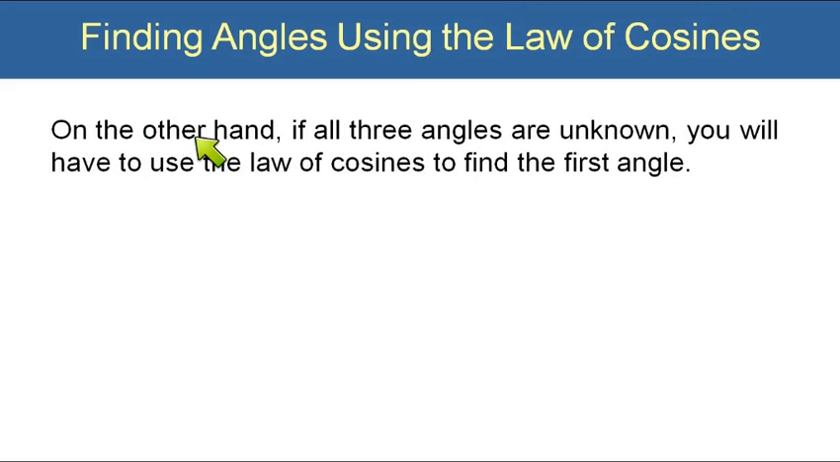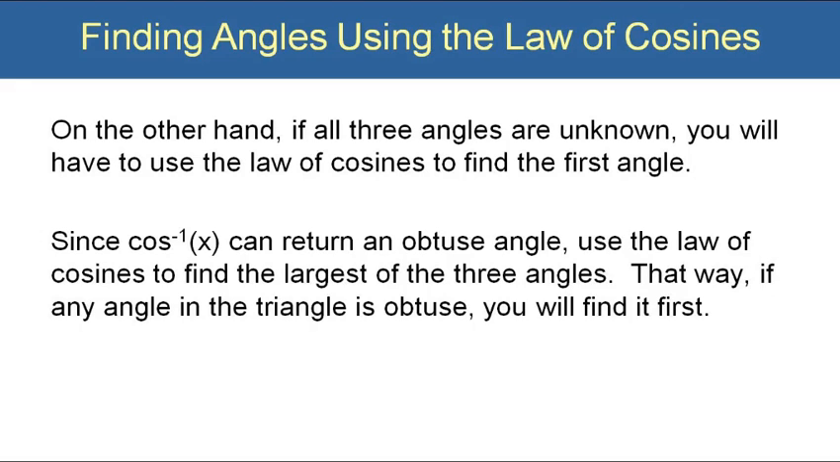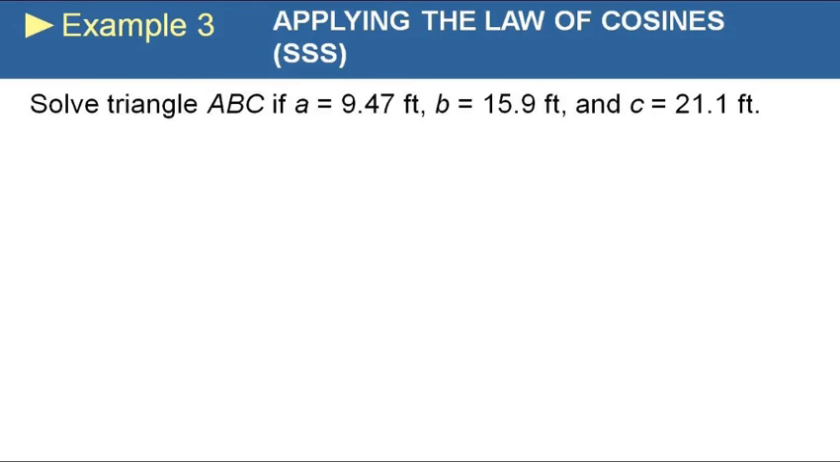Now, on the other hand, if all three angles are unknown, you'll have to use the law of cosines to find the first angle. And if you're going to use the law of cosines to find the first angle, then make sure you're finding the only one that could possibly be obtuse. So since cosine inverse can return an obtuse angle, use the law of cosines to find the largest of the three angles. That way, if there is an obtuse angle there, you'll find it first. So bottom line, if you are using the law of sines to find an angle, find the smallest possible one. And if you're using the law of cosines to find an angle, choose the largest possible one.